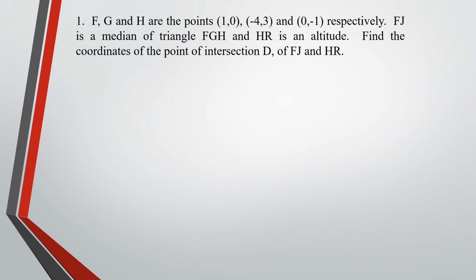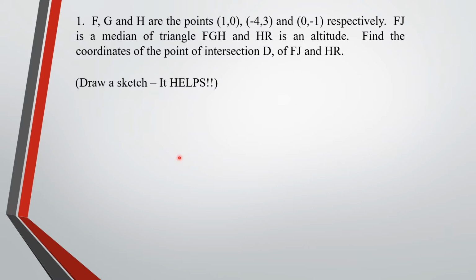Hi student, now we will look into how to identify the median and altitude equation. Given information, coordinates of F, G and H respectively, and FJ is a median, HR is an altitude of a triangle FGH. So to best understand this question, you should sketch a triangle because you're expected to find the point D, which is the intersection of the median and the altitude for this question.